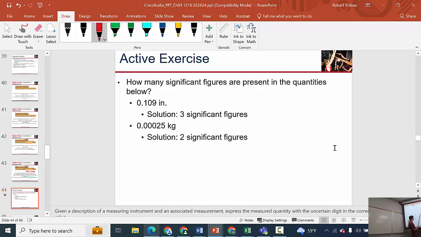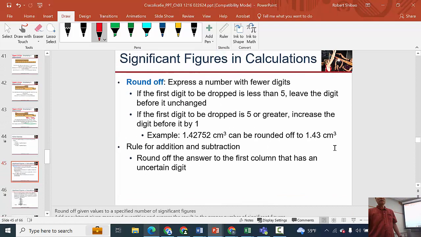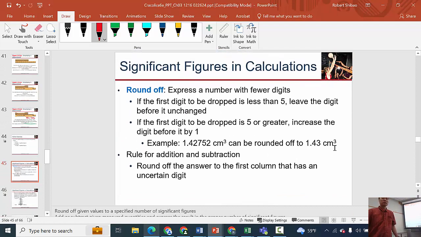So these zeros are called placeholders. And those are not significant. So this turns out to be 2 significant figures here. Those are the rules. So zeros preceding the first non-zero are not significant. Those are placeholders. The best way to learn these is to just do a lot of practice.